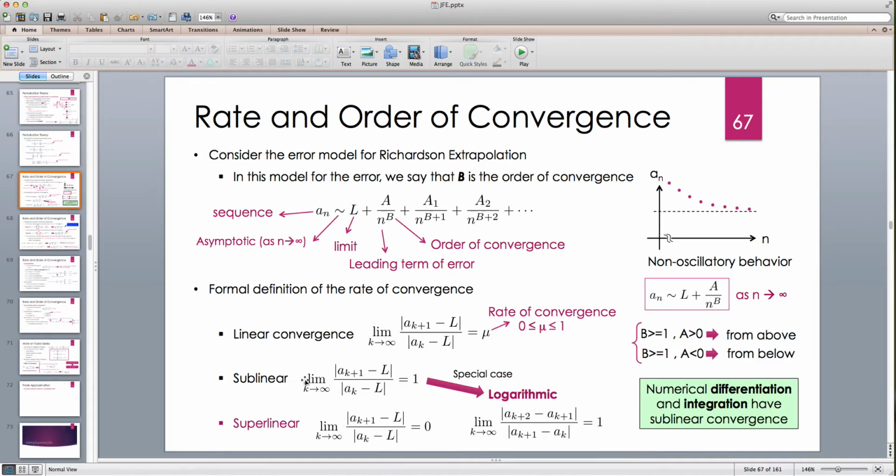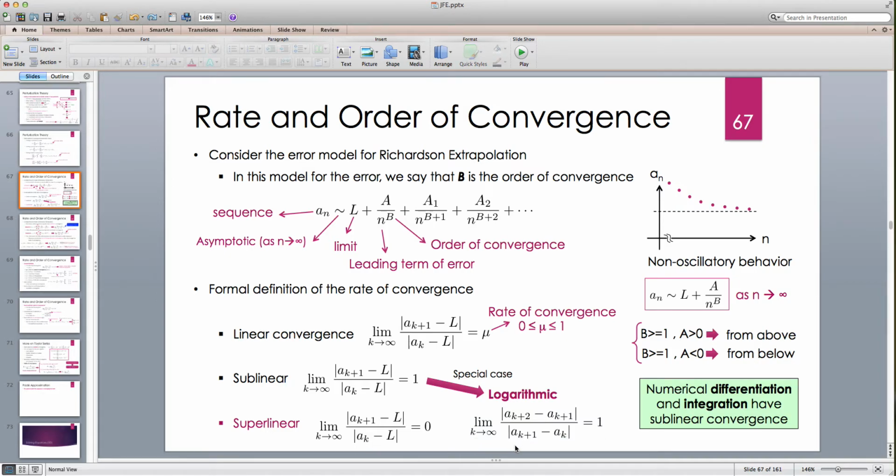And one special case of sublinear, which is the worst of worst, is the logarithmic convergence. That's when not only this limit is 1, but also when we take (a_{k+2} - a_{k+1}) over (a_{k+1} - a_k). So this is the relative error, right? This is equal also to 1. That means not only is the convergence not fast, but it's also less fast, or slower than we anticipated, because of how these terms behave relative to each other.